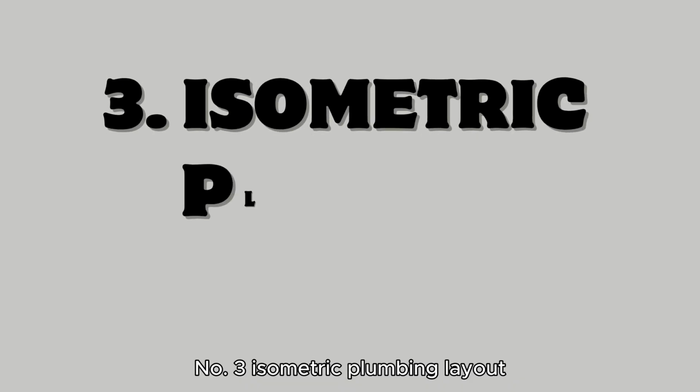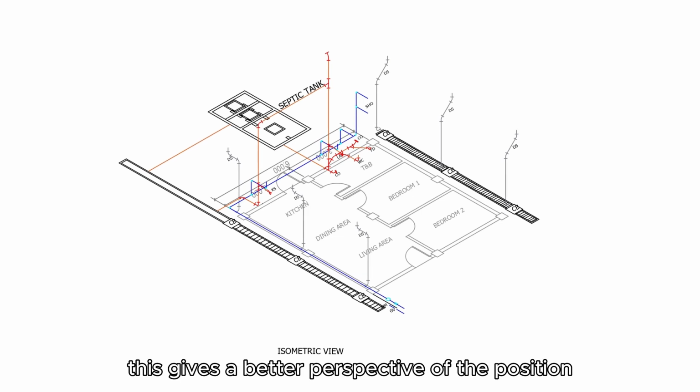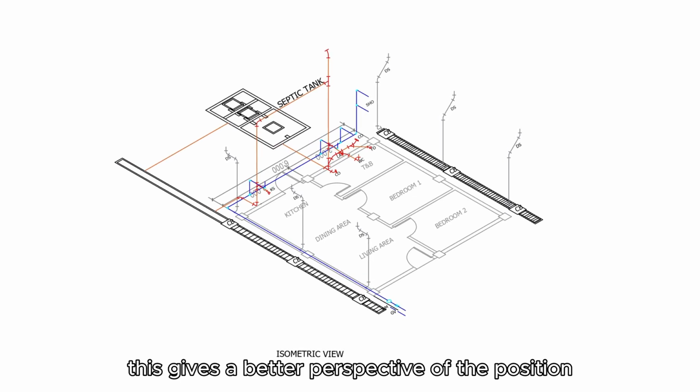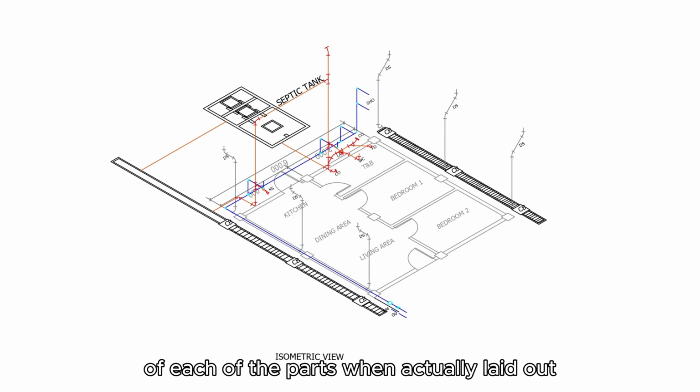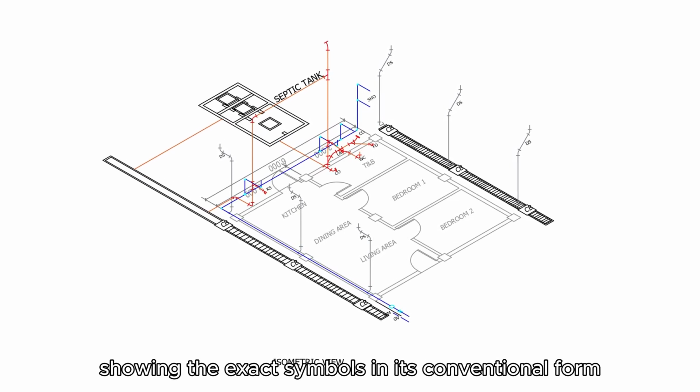Number 3, isometric plumbing layout. This is the pictorial presentation of the detailed layout above. This gives a better perspective of the position of each of the parts when actually laid out, showing the exact symbols in their conventional form.